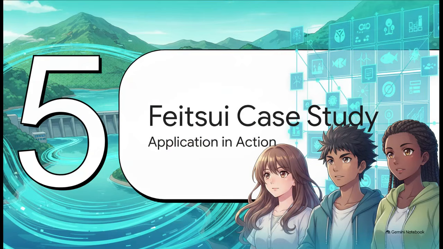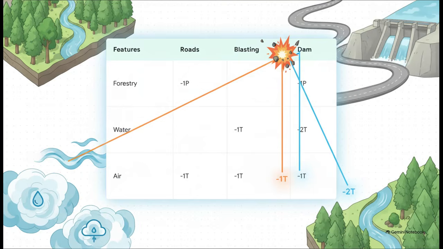Moving right along to Section 5, the Feet Suite Case Study, Application in Action. Let's see this theory put into practice. If we take a micro-extracted section of data from the Feet Suite Reservoir project, we can clearly see how this all connects. On one side, we have our project actions: building roads, blasting operations, and dam construction. On the other, our environmental features: forestry, water quality, and air quality. Let's trace an intersection together.